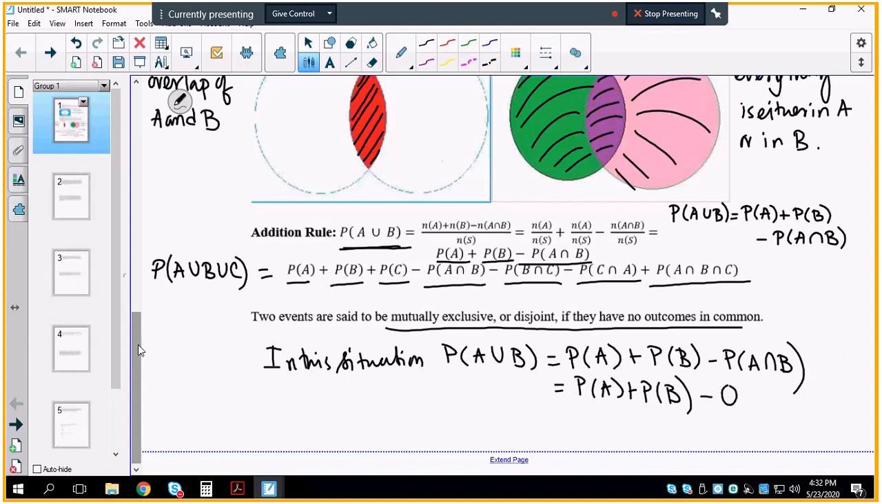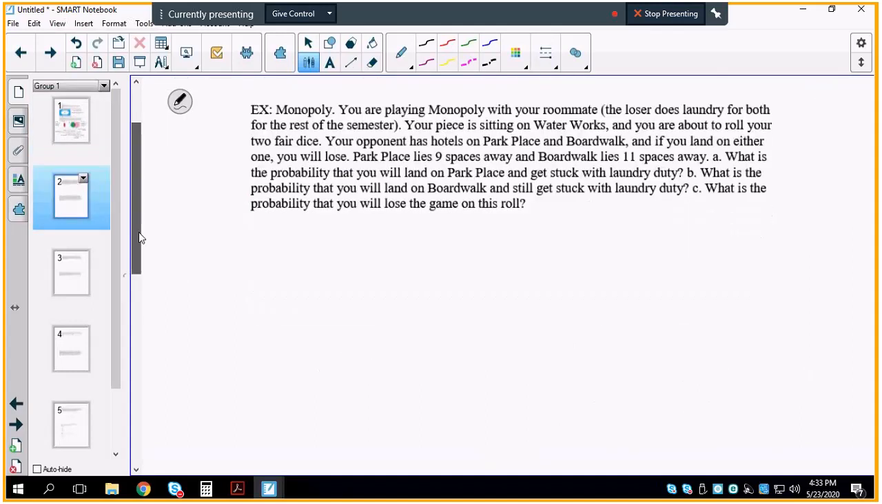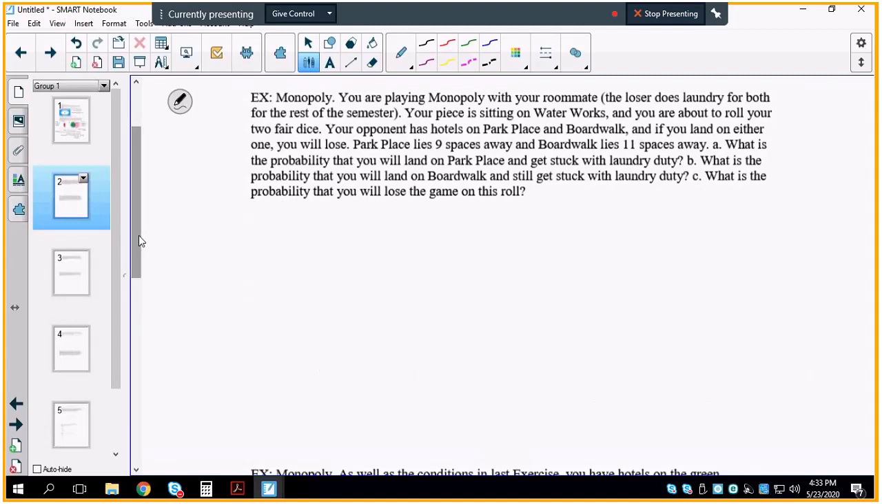So the addition rule becomes probability of A union B equal to probability of A plus probability of B. So let's do a couple of exercises. The game of Monopoly. You are playing Monopoly with your roommate. The loser does the laundry for both for the rest of the semester. Your piece is sitting on the waterworks and you are about to roll your 2 fair dice.